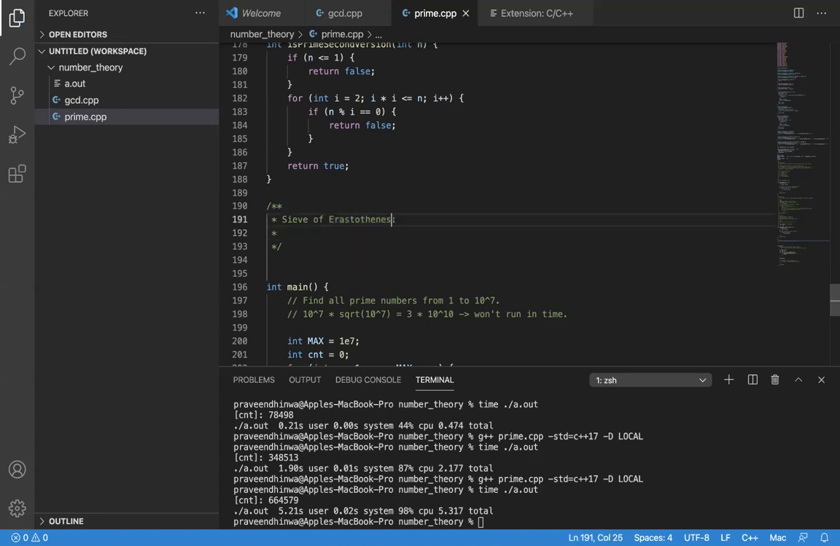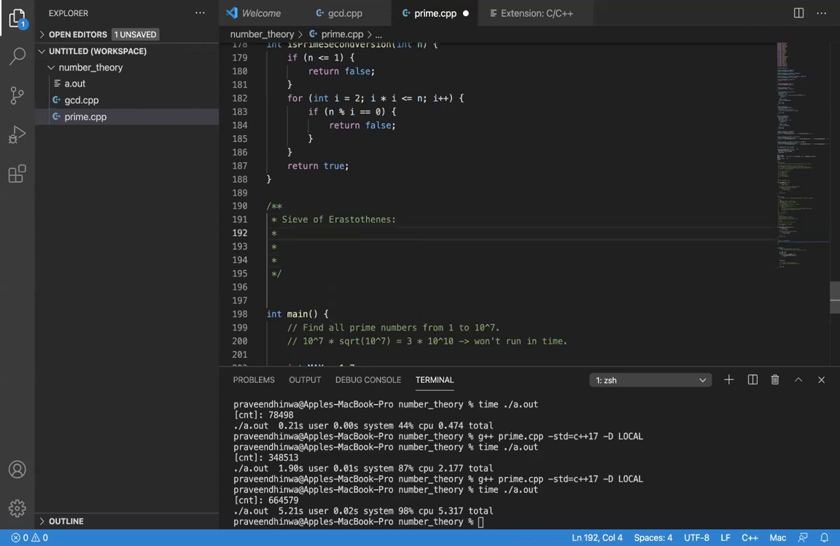Do you know what a sieve is? I could be misspelling it. Is the spelling S-I-E-V-E? Yeah, I was right. A sieve is basically a chalni. You will get to understand why this algorithm is called a sieve. Fine.